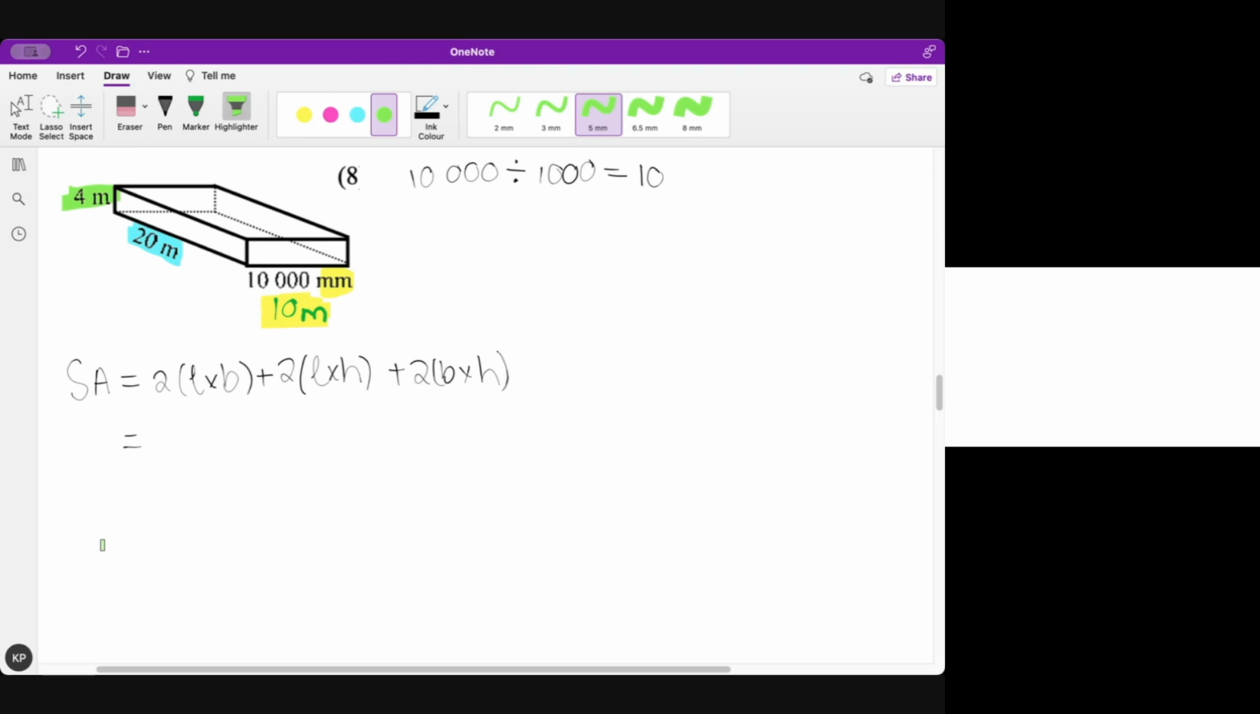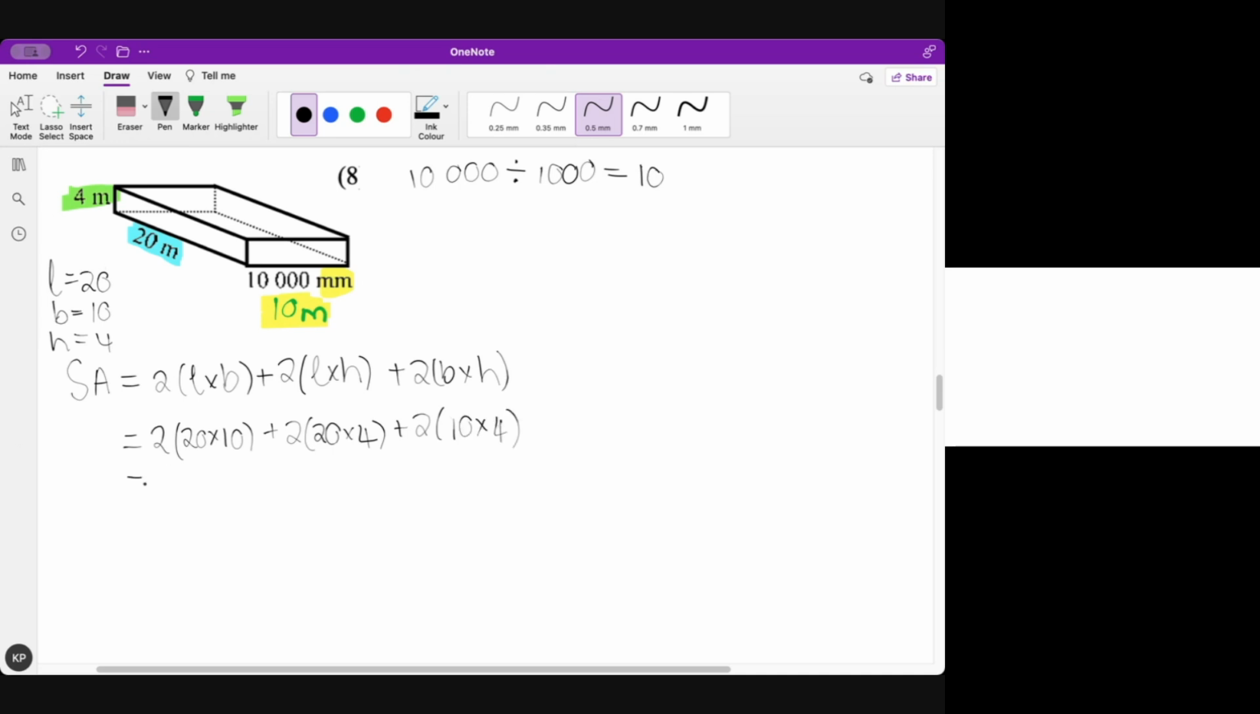Okay, so let's get substituting. I did all of this and then I didn't. I'm going to do this just to avoid problems. L is 20, B is 10, H is 4. Great. So 2 times length times breadth, which will be 20 times 10, plus 2 times length times height, plus 2 times breadth times height. Isn't this easier, guys? They gave us such nice round numbers.